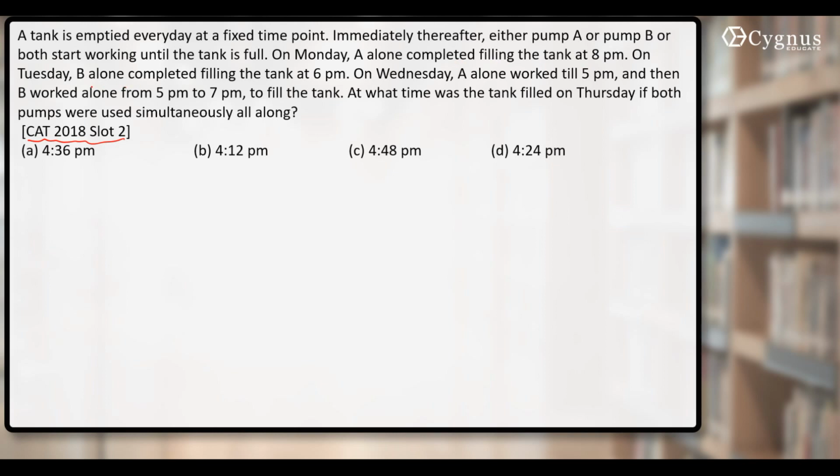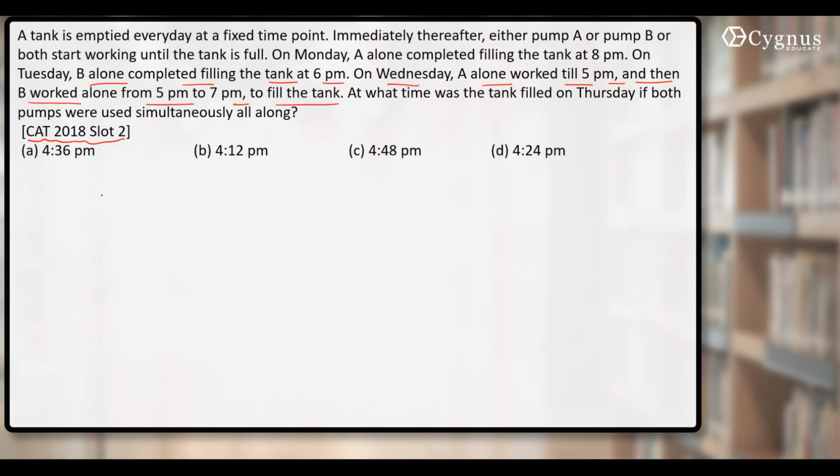Fine. On Tuesday, B alone completed filling the tank at 6 pm. That means the efficiency of B should be more than the efficiency of A. That's why B can fill the tank at 6 pm while A can fill the tank at 8 pm. Okay. On Wednesday, A alone worked till 5 pm. And then B worked alone from 5 pm to 7 pm to fill the tank. At what time was the tank filled on Thursday if both pumps were used simultaneously all along?